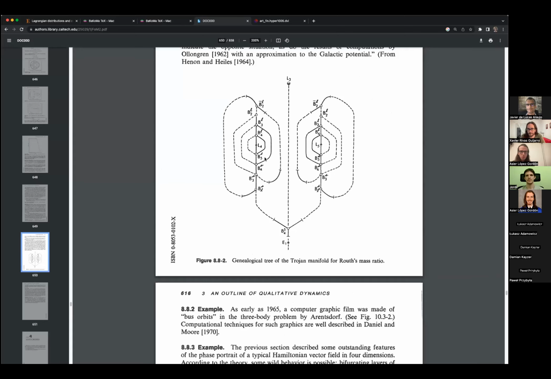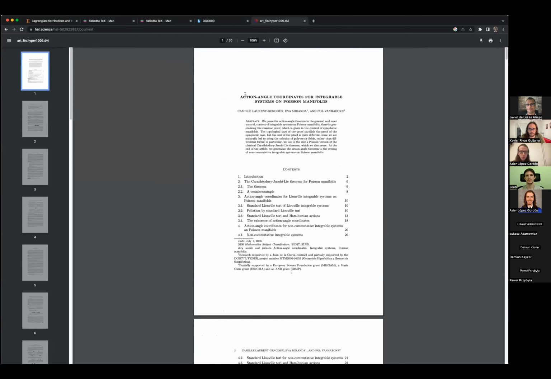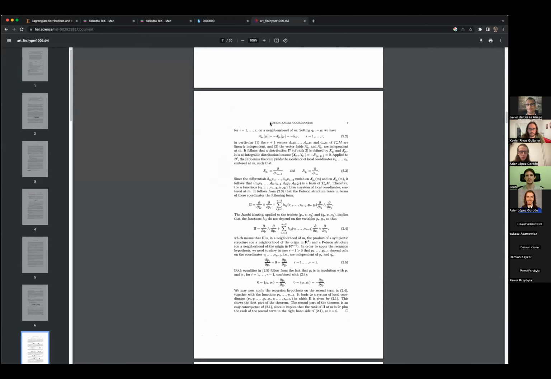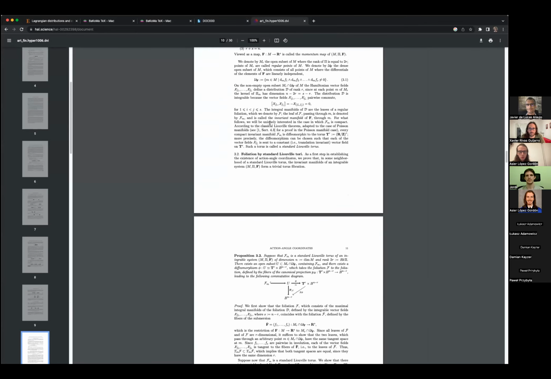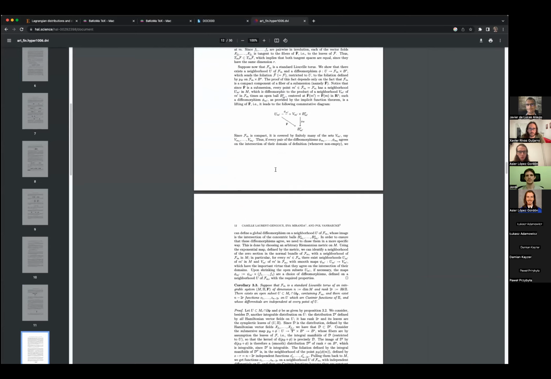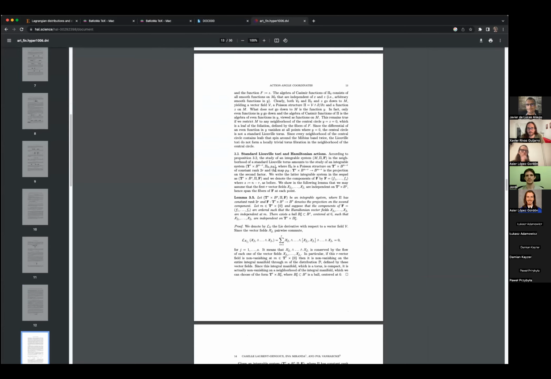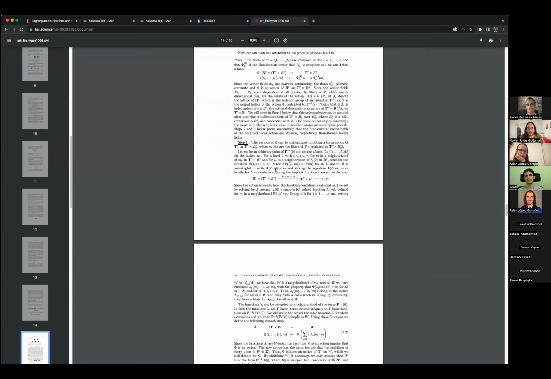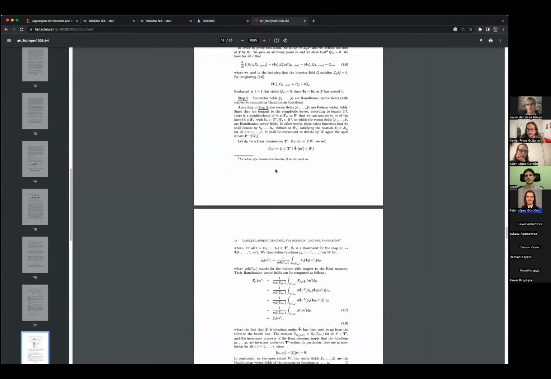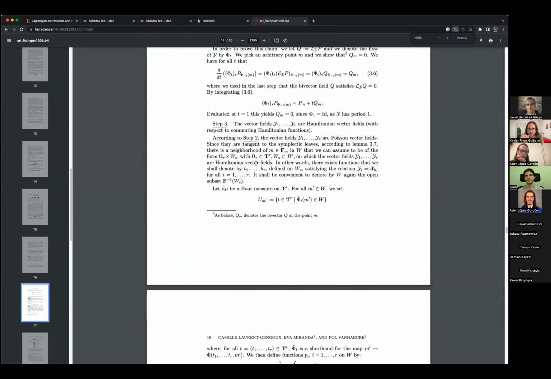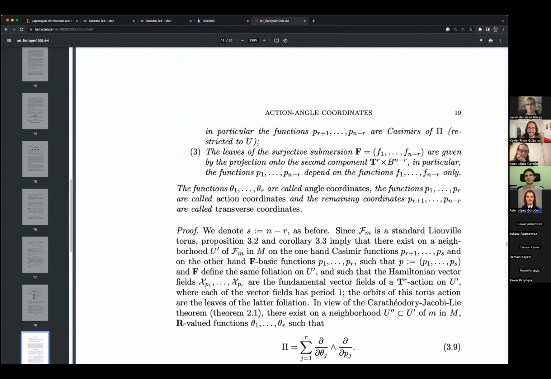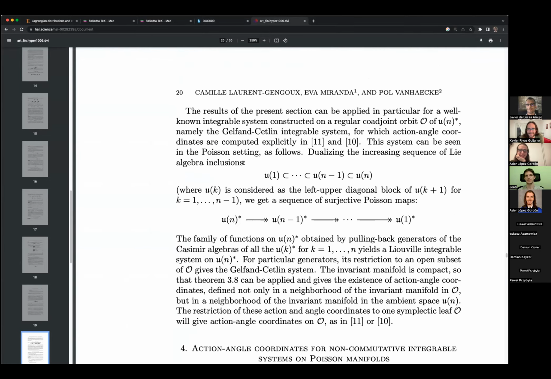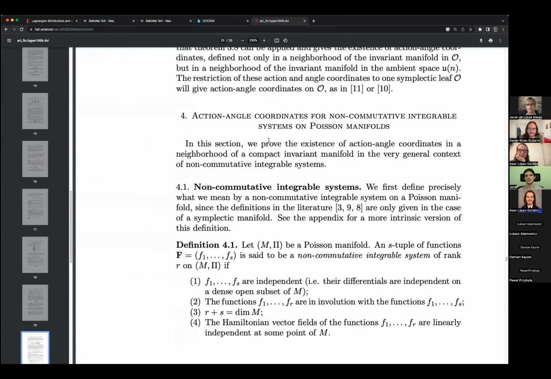I prepared this paper, action-angle coordinates for integrable systems on Poisson manifolds. At the very end, for the standard Liouville theory, this is what Asier did. Can you make it bigger, please? Yes, thank you. I was looking for it. Action-angle for non-commutative integrable systems on Poisson manifolds.